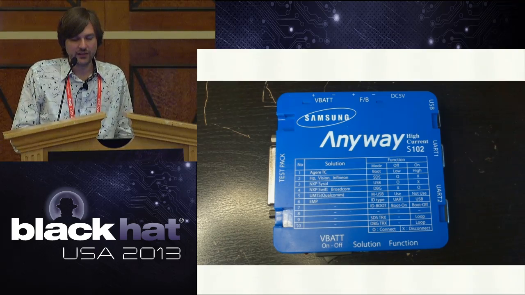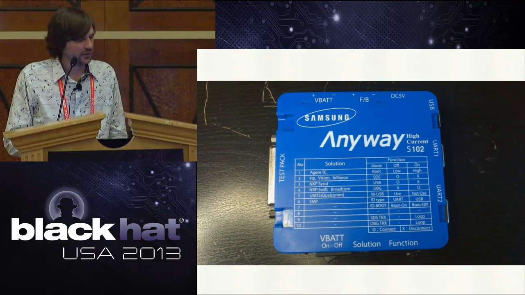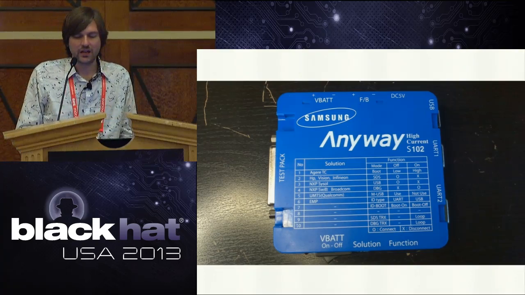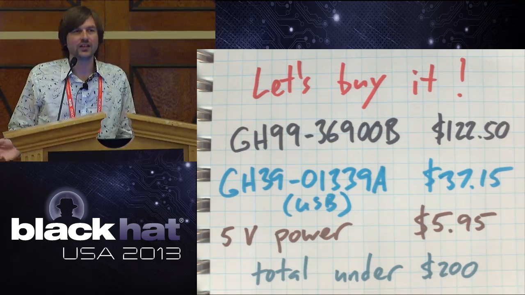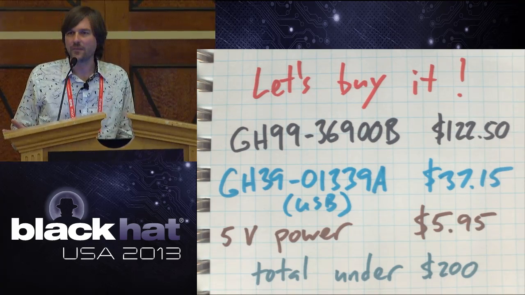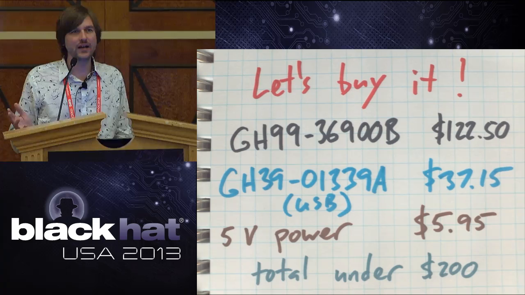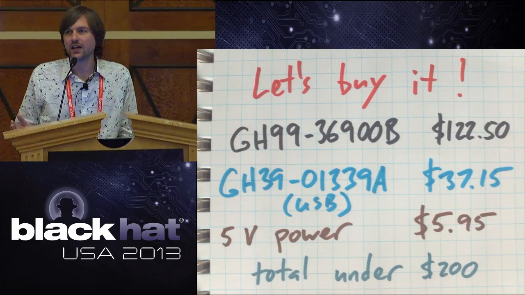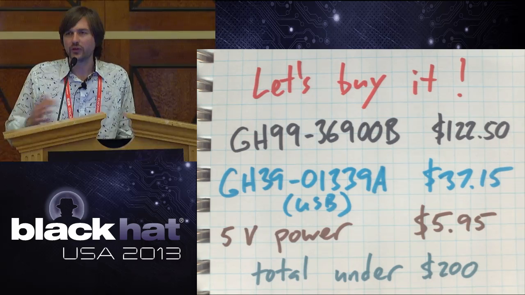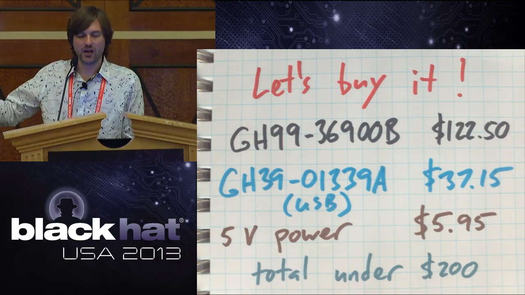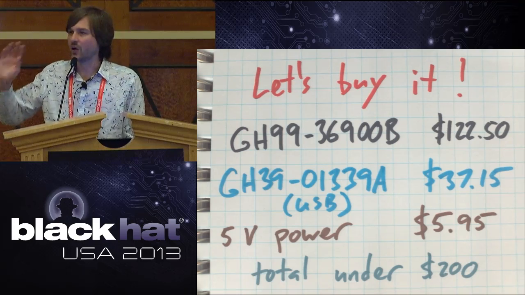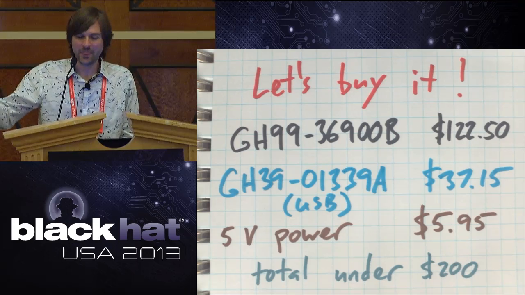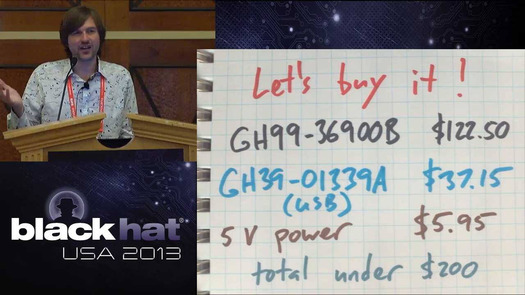It looks like this, and it's this blue box, like 3 or 4 inches square, and it turns out we can just buy one online. So the only hard thing about buying one of these is knowing the model number to buy, because the only authorized seller of these in the United States doesn't really list them with very much information other than this model number, GH99-36900B. So we've done the hard part for you. There you go. It costs $100 or so.